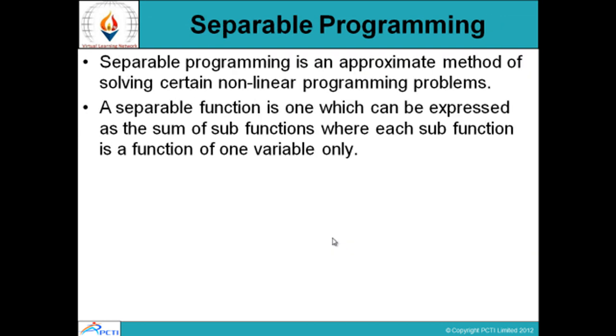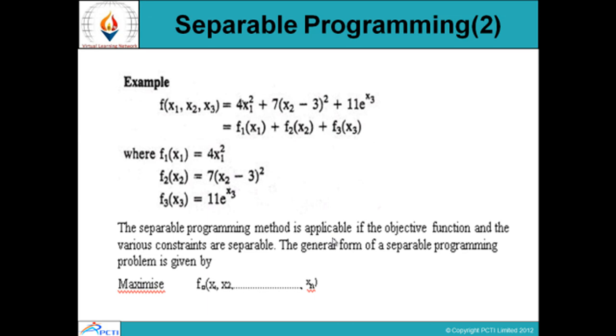Then separable programming. Separable programming is an approximate method of solving certain non-linear programming problems. A separable function is one which can be expressed as the sum of subfunctions, where each subfunction is a function of one variable only. Example, function of x1, x2, x3 equal to 4x1 square plus 7 times x2 minus 3 whole square plus 11 e to the power x3, equal to f1 of x1 plus f2 of x2 plus f3 of x3, where f1 of x1 equal to 4x1 square, f2 of x2 equal to 7 times x2 minus 3 whole square, f3 of x3 equal to 11 e to the power x3.